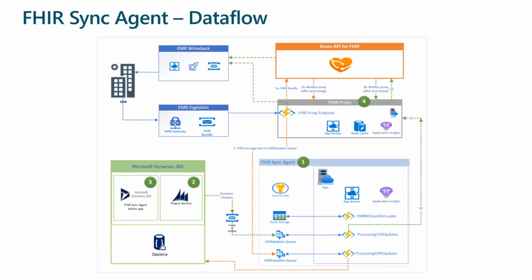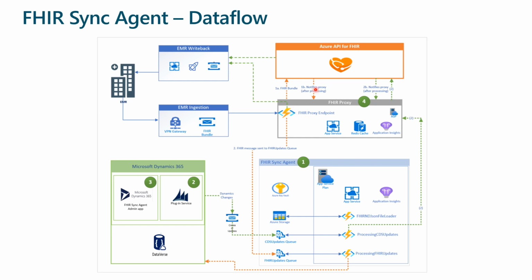So far, we have covered the FHIR Sync Agent architecture and components. Now, let's cover the typical data flow from the EMR system going to the Azure API for FHIR and then to Microsoft Cloud for Healthcare. So typically, we have an EMR system, and from the EMR system, the FHIR bundles would be synced to Azure API for FHIR through FHIR Proxy.